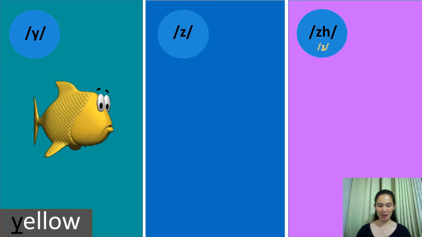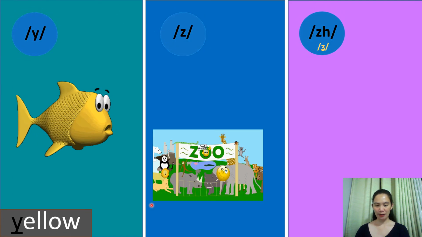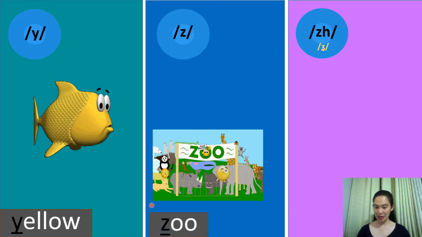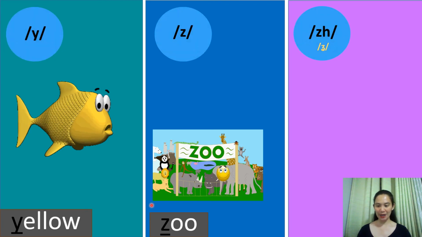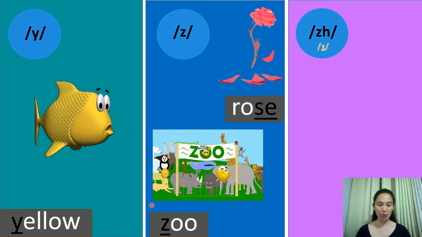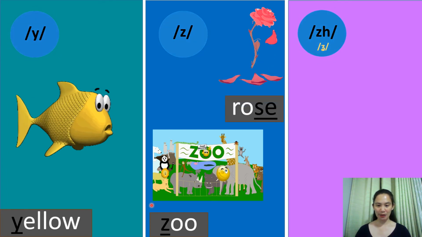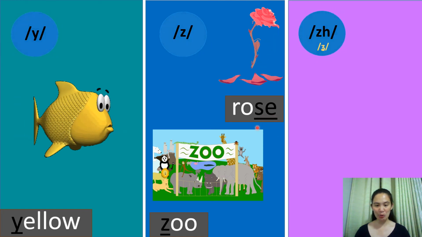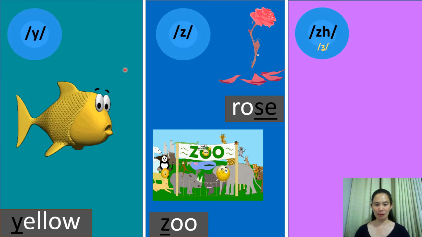Now let's go to the next sound. We have the sound of z that can be heard in words with the letter Z, and that is the word zoo. The same sound can also be heard in words like rose. The SE at the end of the word rose can sound like Z.